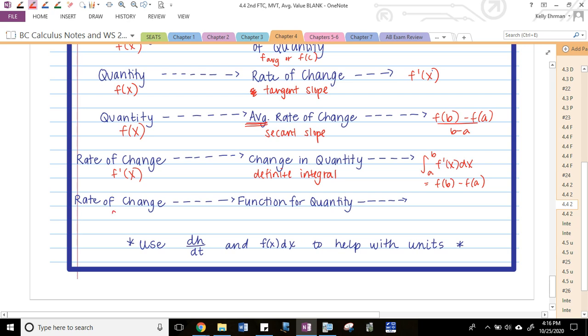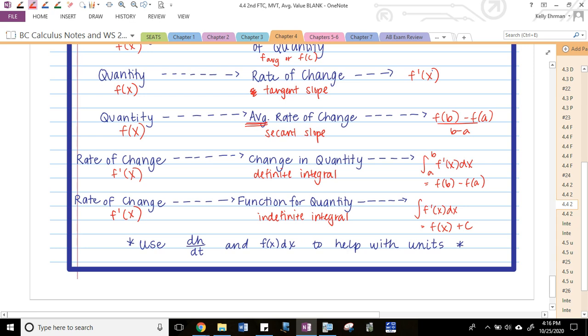If you have a rate of change and you want to find a function to represent that quantity, then you need to use an indefinite integral, which would just be the integral of f prime of x dx, and you're going to get f of x plus some c.